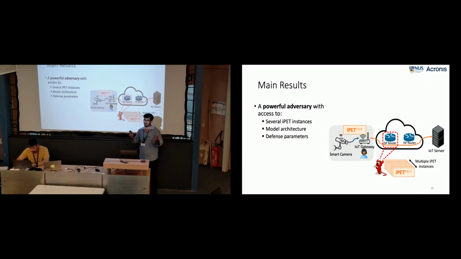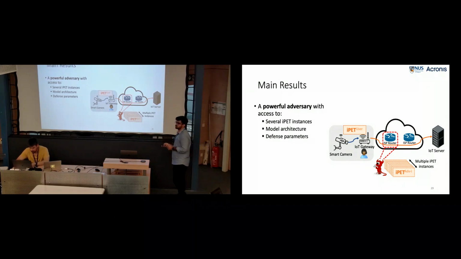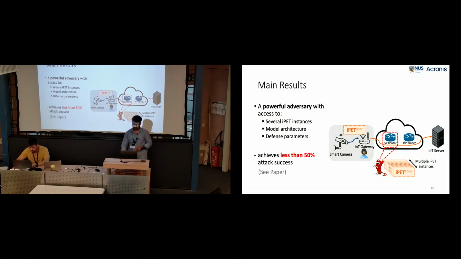Finally, we also talk about a powerful adversary, more powerful than the retrained adversary we talked about. This adversary has access to several iPET instances. They also have white box access to the model architecture and the defense parameters. And we see that they achieve less than 50% attack accuracy in any case. So that's the best they can do, even when we give them all the strength and all the knowledge of the defense.